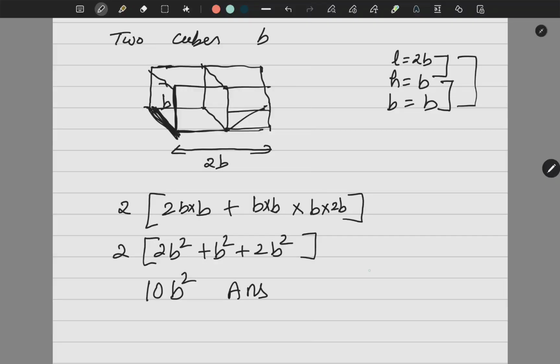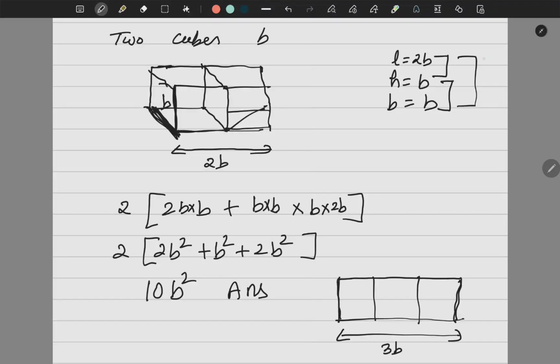Now in the same way, suppose there are 3 cubes. If there are 3 cubes, then what will happen? This will become 3B, and the height will be B and the breadth B. So wherever I wrote 2, I will have 3B. So now let us see what the answer will be. I will draw a line here. 2 times 3B square plus B square plus 3B square. So 6, 7.